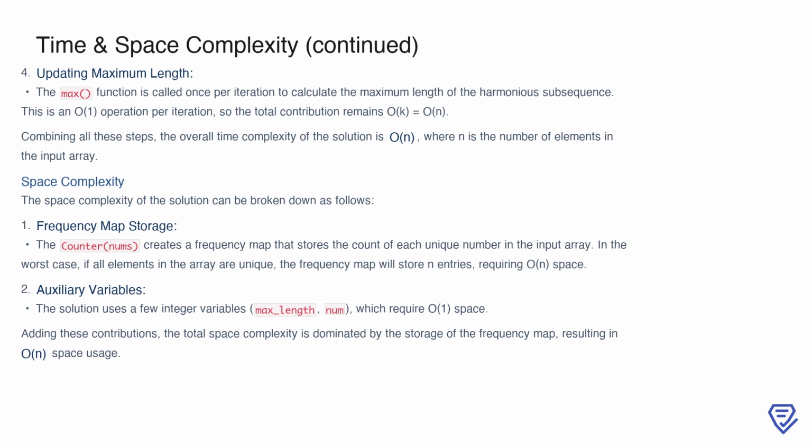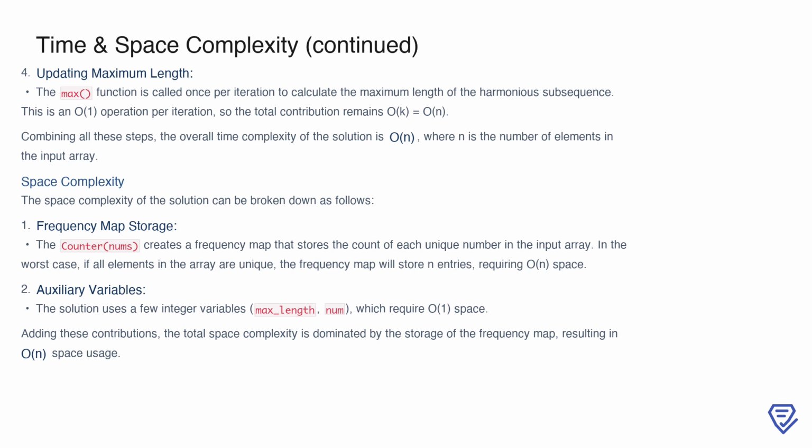Now, let's consider the final step of updating the maximum length. For each iteration, the max function is used to compute the maximum length of the harmonious subsequence. This is a constant time operation, O(1), for each iteration. Over k iterations, this adds up to O(k), which is O(n) in the worst case. By combining all these steps, frequency map construction, iteration through the keys, and updating the maximum length, the overall time complexity of the solution is O(n).